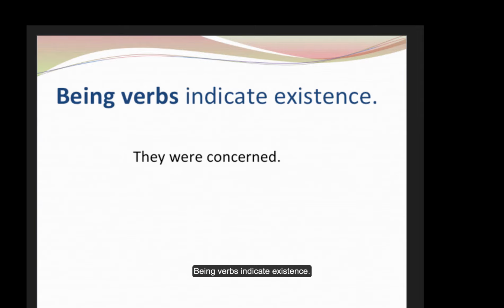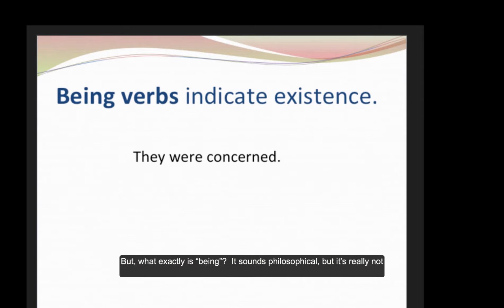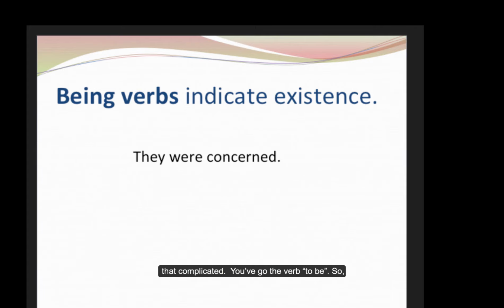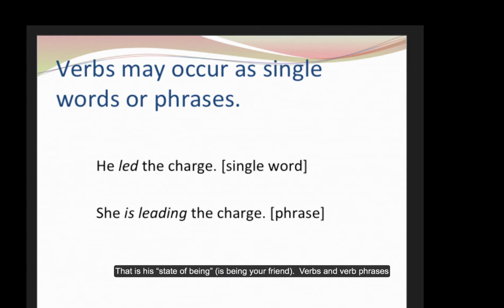Being verbs indicate existence. But what exactly is being? It sounds philosophical, but it's really not that complicated. You've got the verb to be, so they are concerned, they were concerned. That's your state of being. He is my friend. His state of being is being your friend.